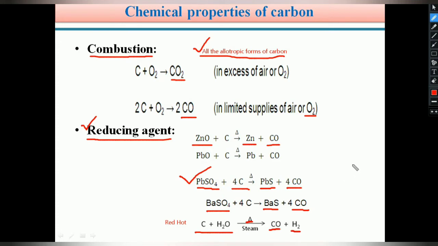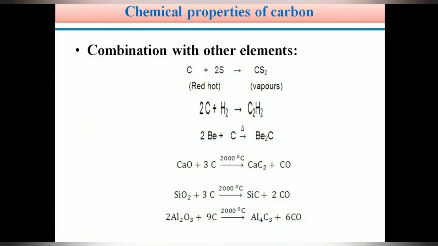Students, we know the definitions very well. Oxidation is addition of oxygen, reduction is removal of oxygen. So in its reducing agent behavior, carbon removes oxygen from metal oxides, from metal sulfates, and from water also it replaces oxygen and releases H2 gas. In this manner, carbon acts as a reducing agent and releases CO gas, carbon monoxide. So these are the chemical properties of carbon.